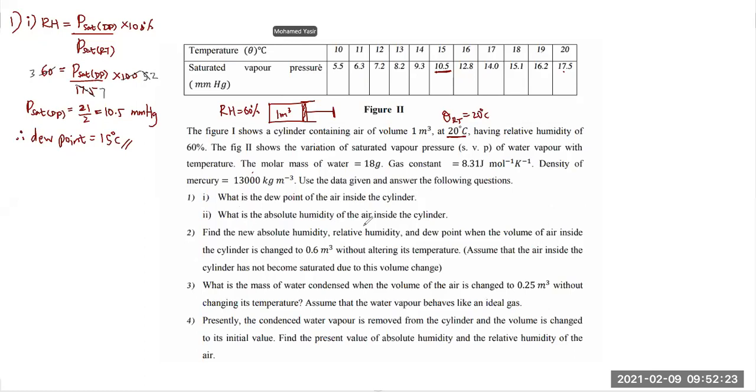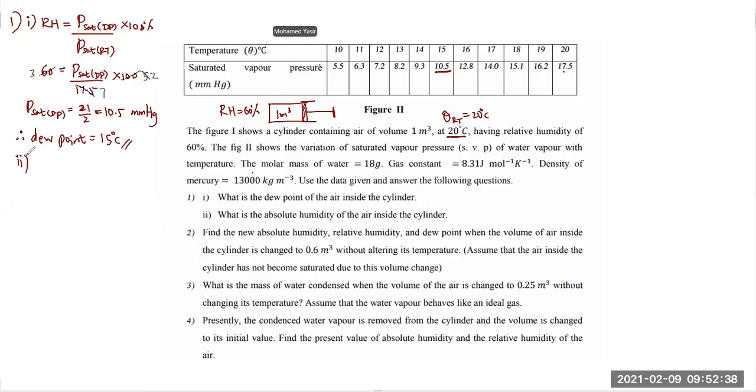Question 2. What is the absolute humidity of air inside the cylinder? Well, that is going to be equal to this, because of the equations. Well, there's another equation for RH. Oh, no, we have to find the absolute humidity.